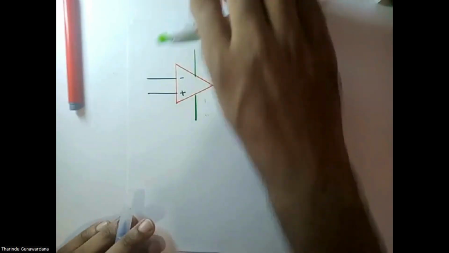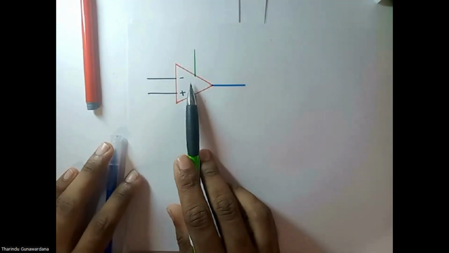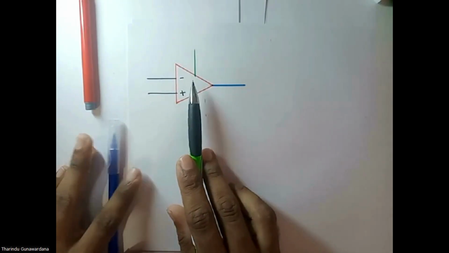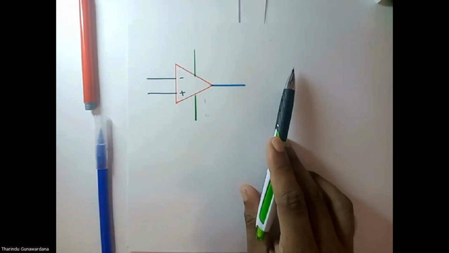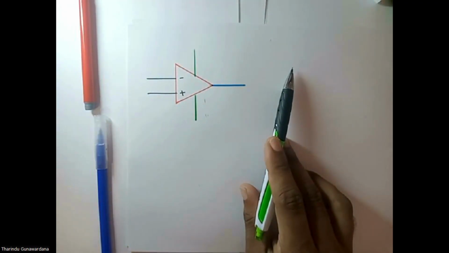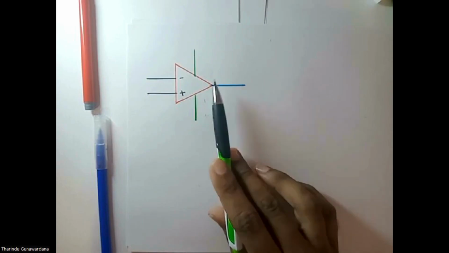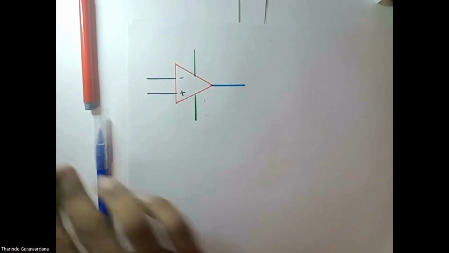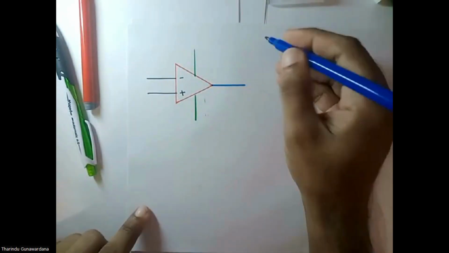Right, children, now you can see this is the circuit symbol of the IC. These ICs are also known as operational amplifiers. The reason is they can be used to do mathematical operations like subtracting and adding. So we can use this IC to do mathematical operations. Therefore, this IC is also known as an operational amplifier, in short, op-amp.